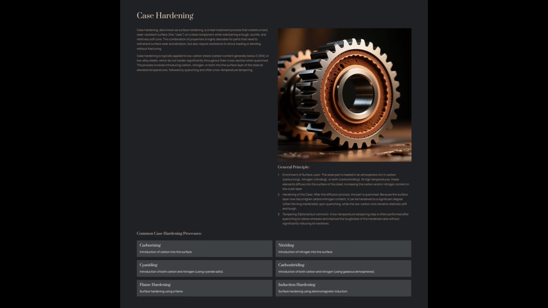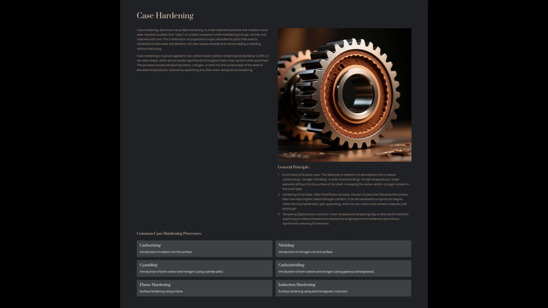Case hardening. Case hardening, also known as surface hardening, is a heat treatment process that creates a hard, wear-resistant surface, the case, on a steel component, while maintaining a tough, ductile, and relatively soft core. This combination of properties is highly desirable for parts that need to withstand surface wear and abrasion, but also require resistance to shock loading or bending without fracturing.